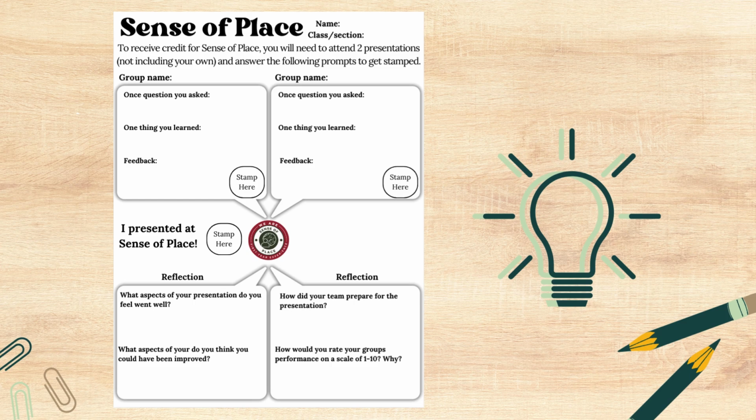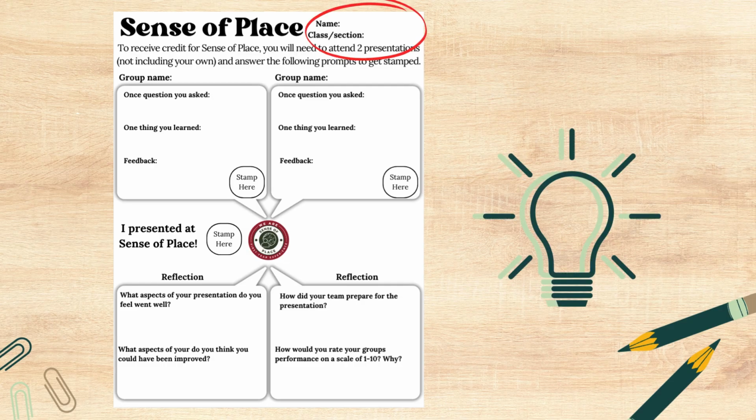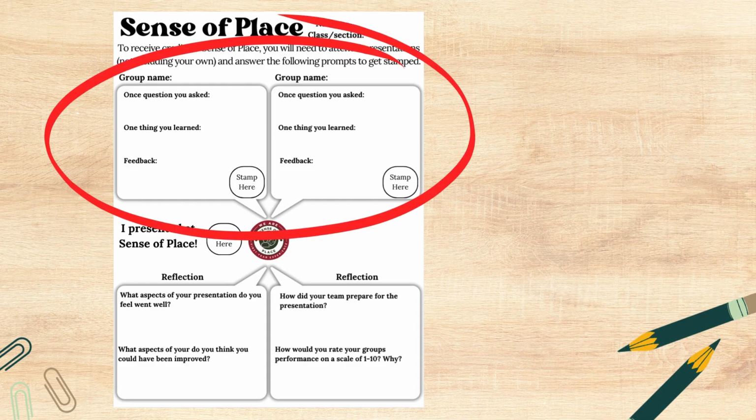Okay, so this is what the front side of your stamp sheet will look like. You're going to start first and foremost by writing your name and the class and section that you're in. So here's a quick example. Make sure you include that section. We have 4 Univ 101 sections, so make sure that it's your right section. If you don't know, you can always check Canvas. Okay, so let's go ahead and move on.